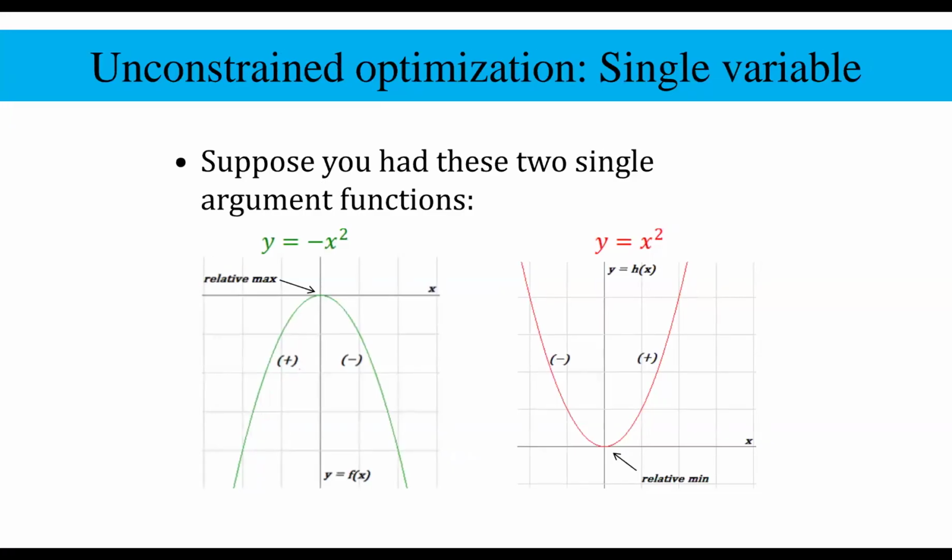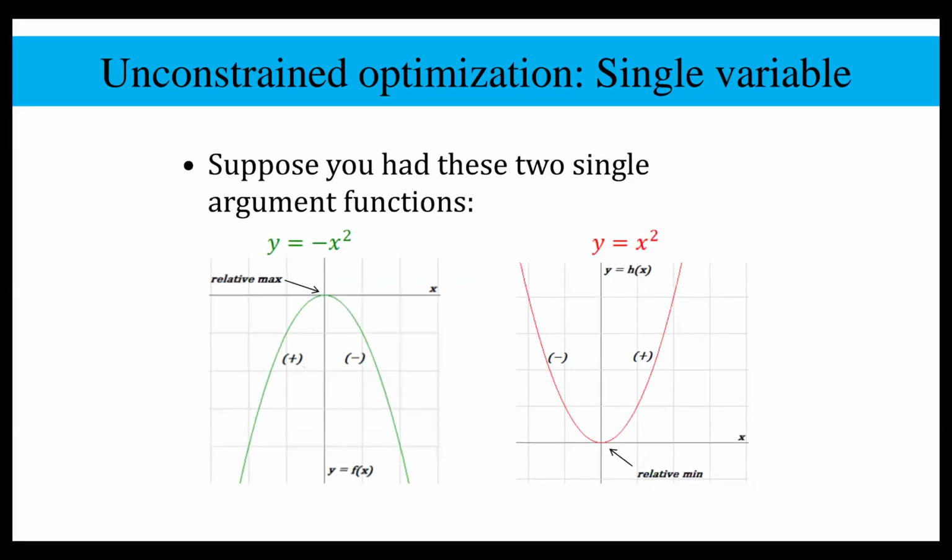Now, suppose you had these two single-argument functions. The first one is y equal to negative x squared. You've seen this function, right? Yes. If you were to graph this function, how would it come out? If you graphed it, it would come out like this. You've seen it. You're following, right? Yes, I'm following. You are getting the rationale why it would come out like this.